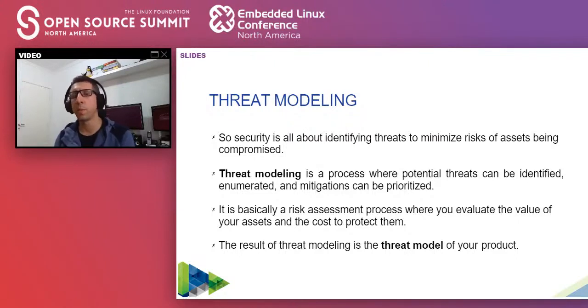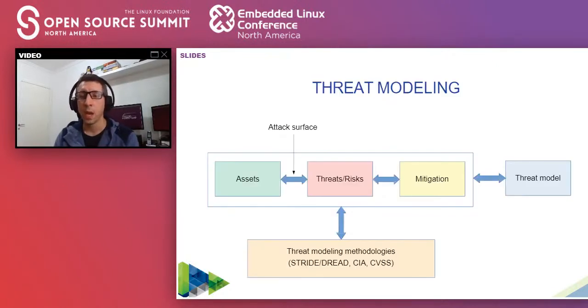The result of threat modeling is the threat model of your product, with all of the risks identified and ranked, because it's important to rank them from the most impactful risk to the least. Then, with this threat model at hand, you would try to mitigate the risks and improve the security of your device. I'm going to talk a little bit here about how the threat model works, but it's going to be just 3-4 slides, because we don't have much time. We really want to talk about the technical parts of security.